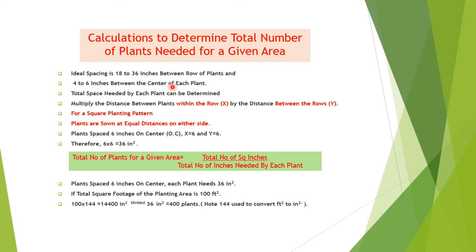So you have got an idea. If you have a particular area where you are planning a transplantation or replanting, you must know how much the seedling requirement is for that area. That can be determined by taking the total number of square inches of the area available to you, divided by the total number of square inches needed by each plant. So that will give you the idea of your seedling requirement for a particular area.